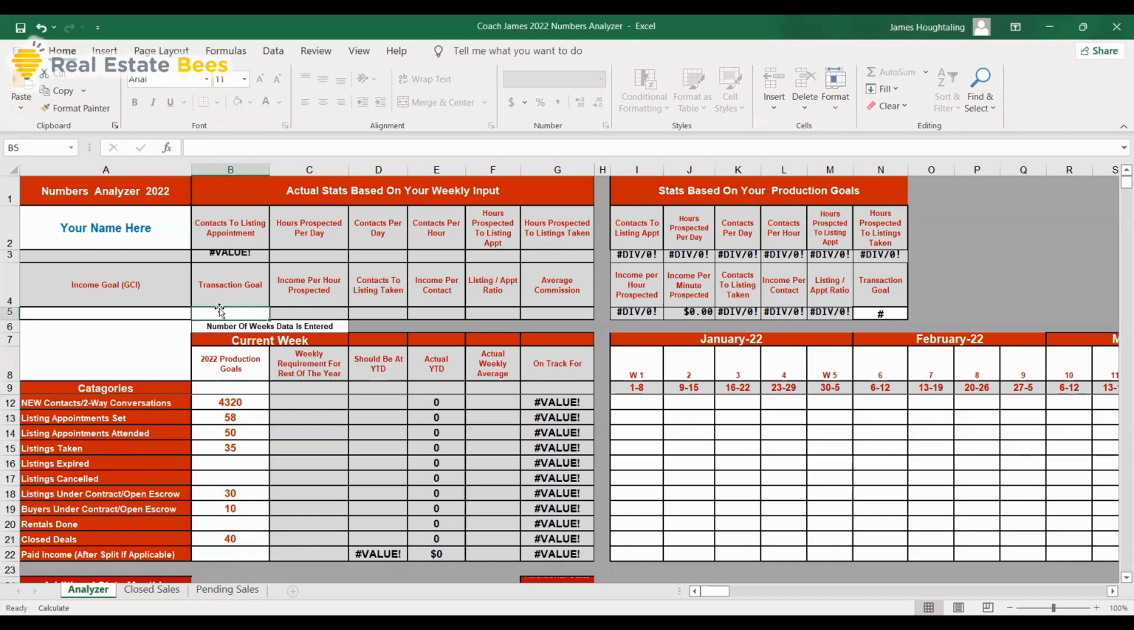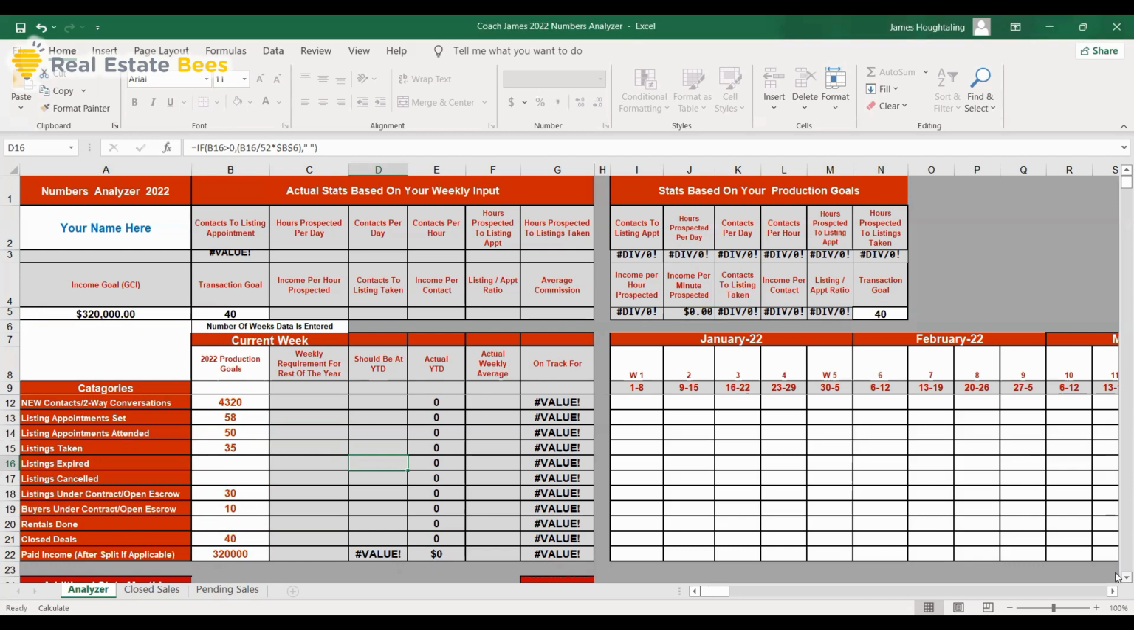So again, we would want to make sure that these numbers matched up here and over here. We would put 40. Let's say that your average commission is $8,000. That means GCI, paid income after split, would be $320,000, which you also want to make sure is up here in that number up there, that cell up there. Okay, so pretty straightforward, guys. This is all you have to do.